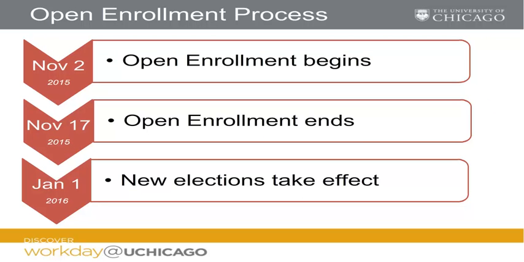Let's review the timeline for this year's open enrollment process. On November 2nd, 2015, open enrollment will begin and you will be able to make changes and updates in Workday. On November 17th, 2015, open enrollment will end. And finally, on January 1st, 2016, new elections will take effect.